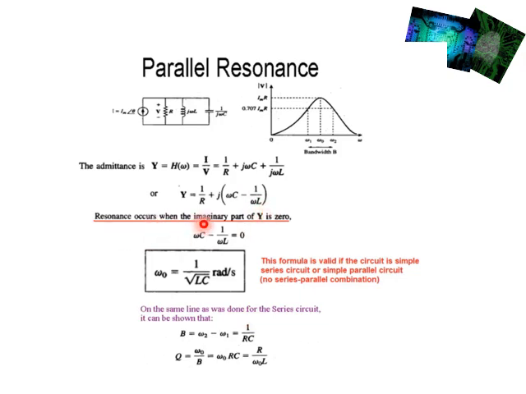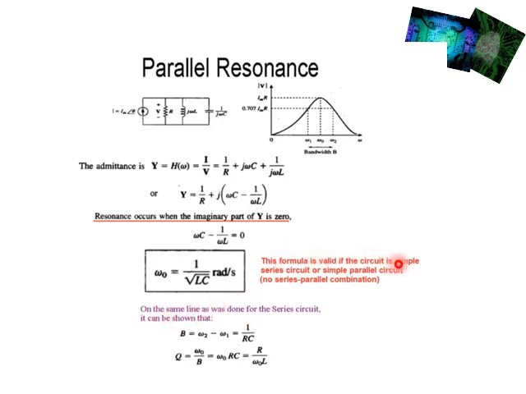Resonance occurs when the imaginary part of Y is 0. So when this imaginary part becomes 0, that is when the resonant frequency happens. Solving omega C minus 1 over omega L equals 0, we have omega naught equal to 1 over the square root of LC, radian per second.